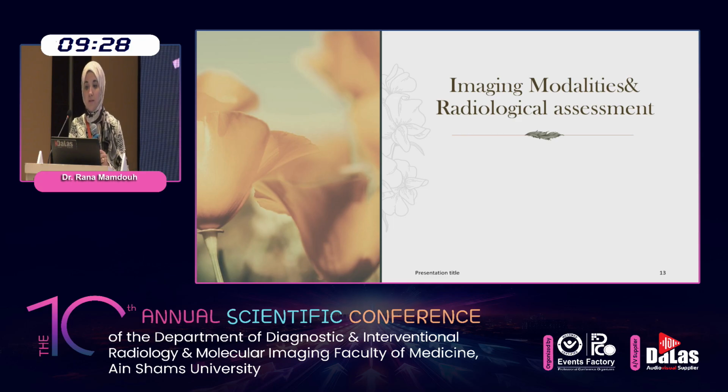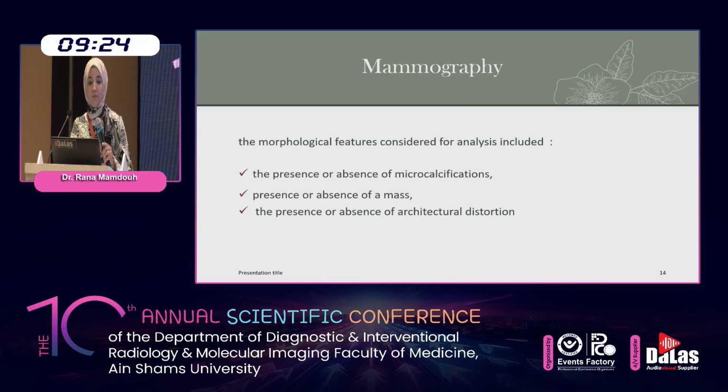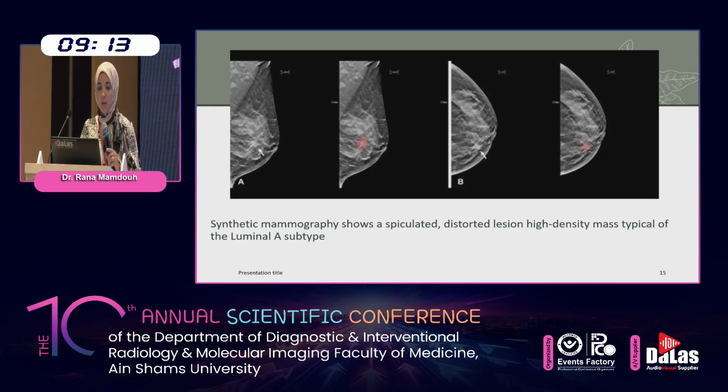Imaging modalities and their radiological assessment. Mammography, again, mammographic features to be considered for analysis. On mammography, we can comment on presence or absence of microcalcification, presence or absence of a mass, presence or absence of architectural distortion. This is an example case of a luminal B subtype. Synthetic mammogram shows a spiculated distorted lesion, high density mass. This is typical for breast cancer, as we know.